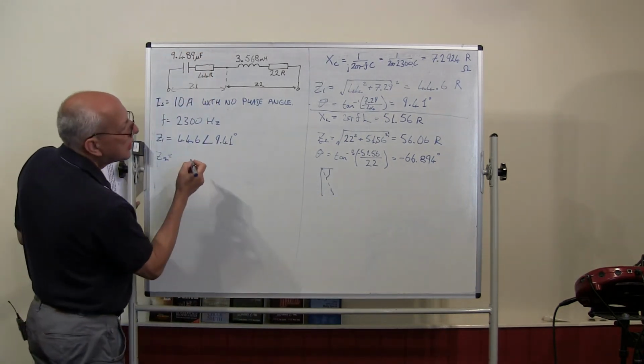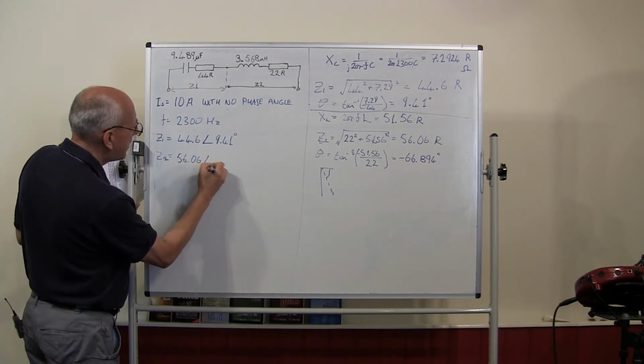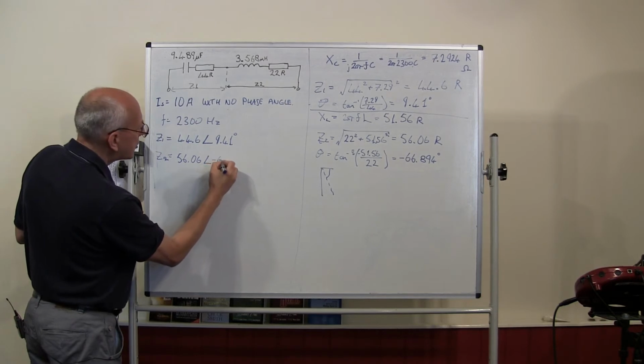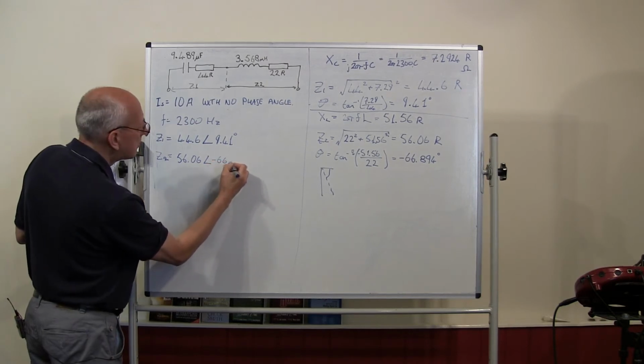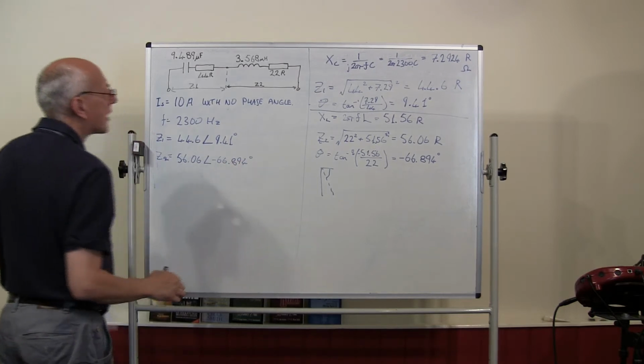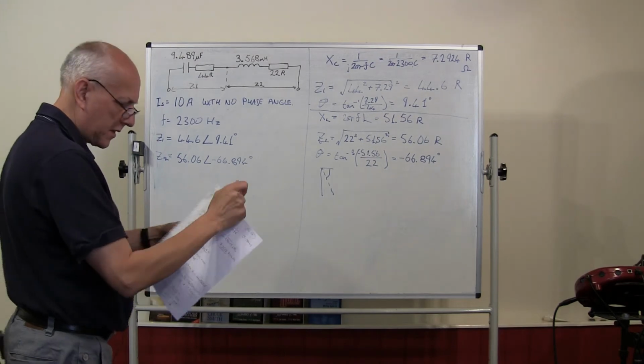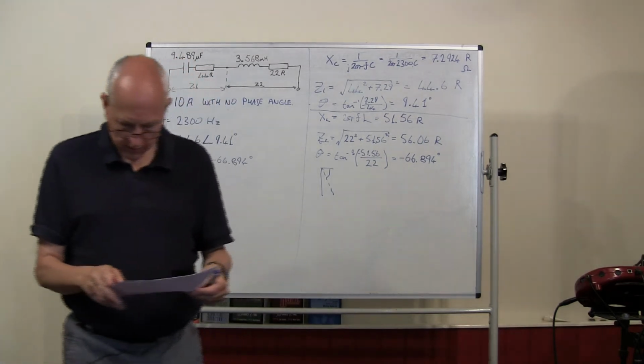Okay, so I can now write that over here. So I've got magnitude of 56.06, phase angle minus 66.894 degrees. Okay, so I'll keep that bit of information as we move along. I definitely need a bigger whiteboard for this.